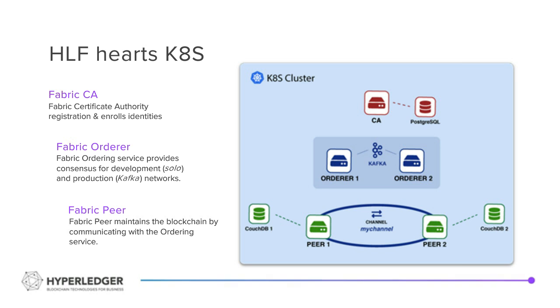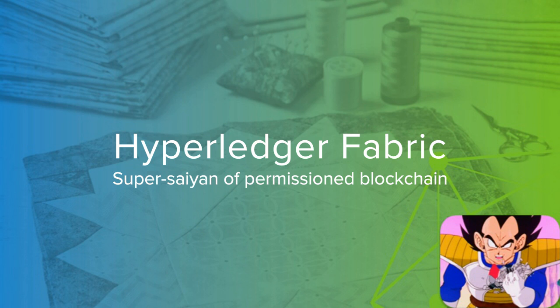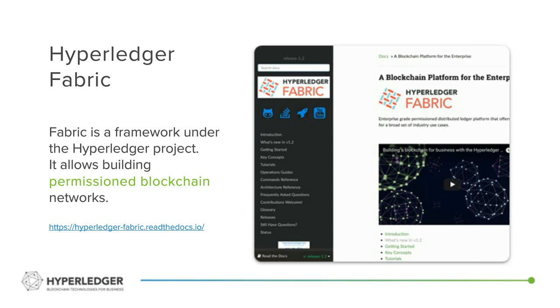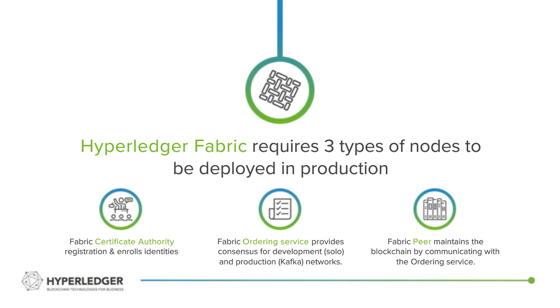So first, we will run through Hyperledger Fabric and explain why it's awesome. Cool. Hyperledger Fabric is a blockchain framework, and it's different from Bitcoin or Ethereum in that it is permissioned. So each network cannot be freely joined, but must be part of a consortium of organizations. Yes, Hyperledger Fabric requires 3 types of node: a certificate authority, an ordering service, and a peer. So we will describe each in turn.